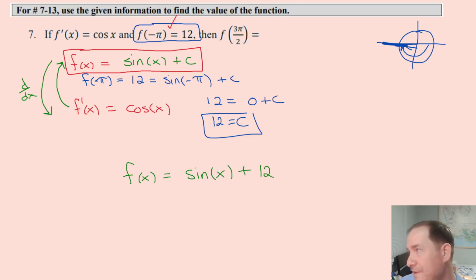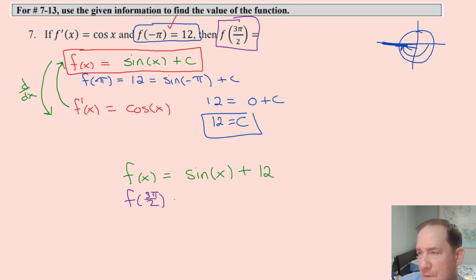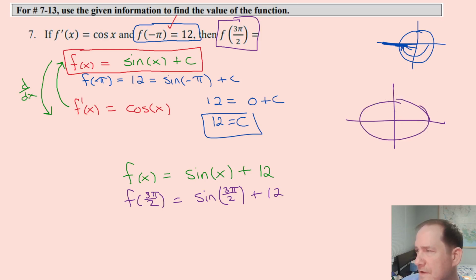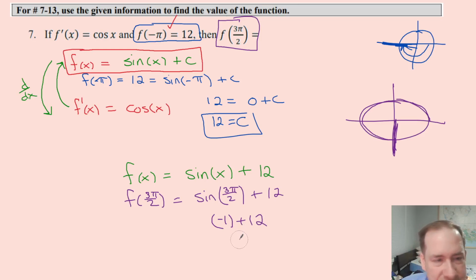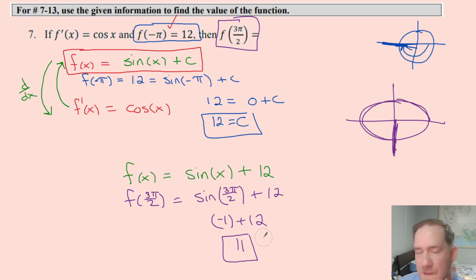We're still not quite done, because the whole point was we're supposed to be evaluating at 3 pi over 2. So let's find f of 3 pi over 2 by substituting in 3 pi over 2, keeping our plus 12. Now 3 pi over 2, where is that? That's 3/4 of a rotation in that direction, giving us a y value of -1. So this is literally just -1 plus 12, which equals 11. That's it. The answer to 7 is 11.